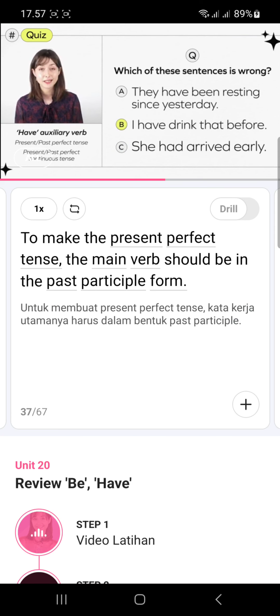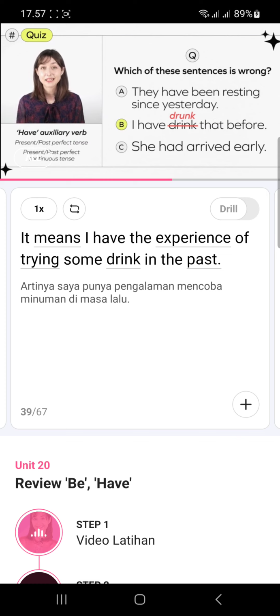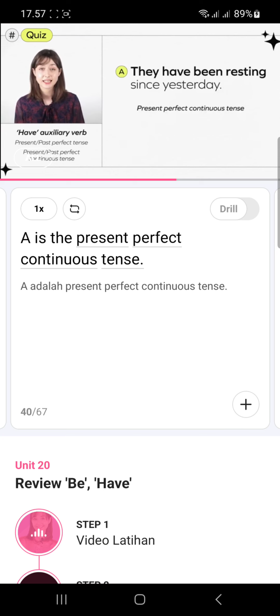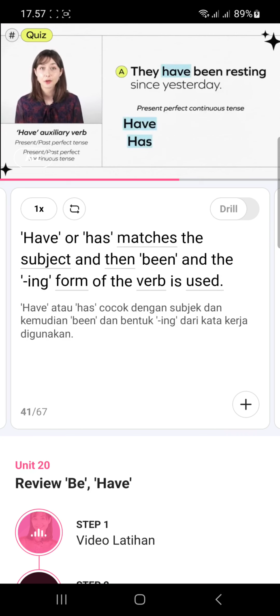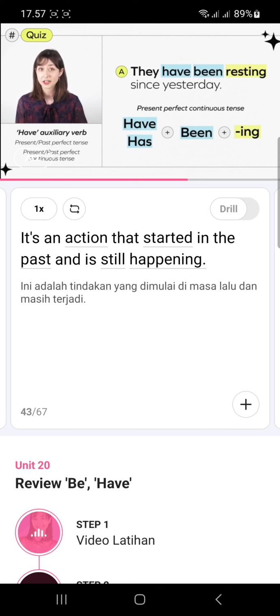To make the present perfect tense, the main verb should be in the past participle form. So it should be, I have drunk that before. It means I have the experience of trying some drink in the past. A is the present perfect continuous tense. Have or has matches the subject, and then been and the ing form of the verb is used. They have been resting since yesterday. It's an action that started in the past and is still happening.